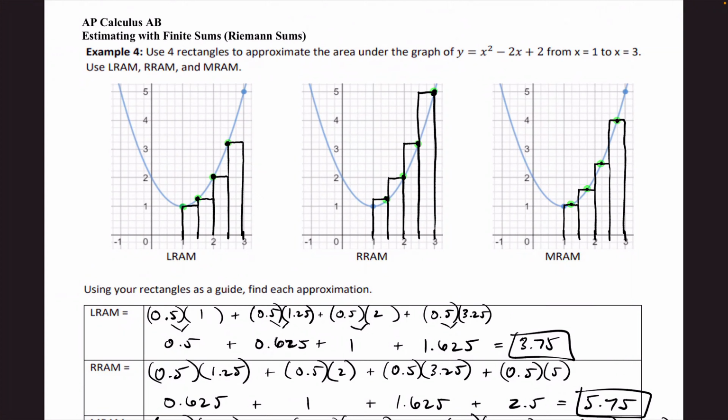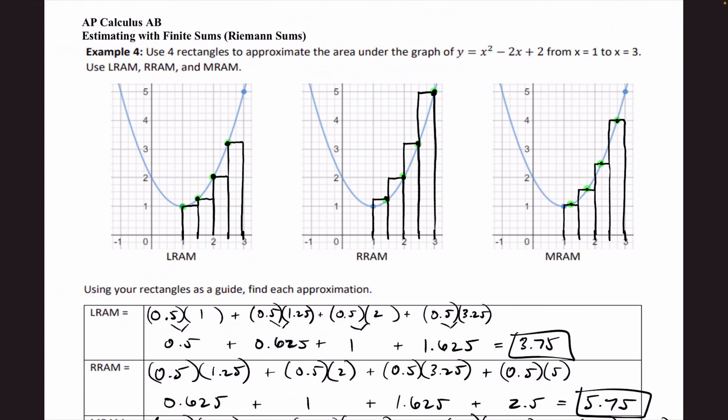Okay, so here we go. Here's a bigger question. Which one is an overestimate? Which one is an underestimate? We know the best estimate, but an overestimate means the number I found is too high. And which one's too low? So yes, LRAM is an underestimate, right? I never went above the blue, but there's some area that's not taken.